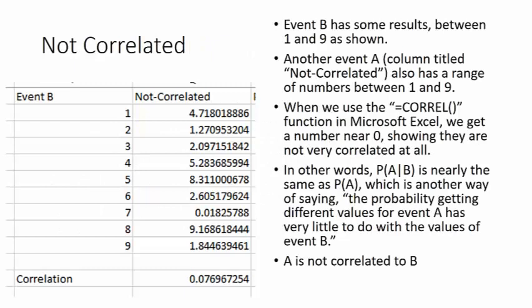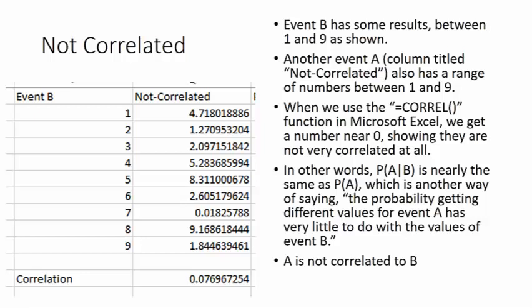So here I've come up with some fake numbers, nothing to do with potatoes. I just put some numbers down. And I called event B, and it has a bunch of different values, actually just counting 1 through 9. And another event, A, that is not correlated to event B. In other words, I just went ahead and put some random numbers there, also between 1 and 9, but you can see that they're kind of scrambled and pretty darn random.